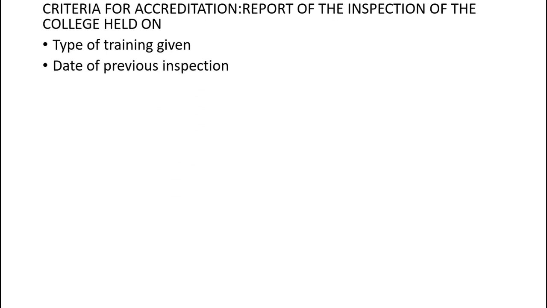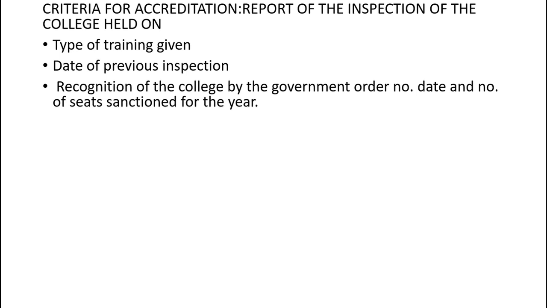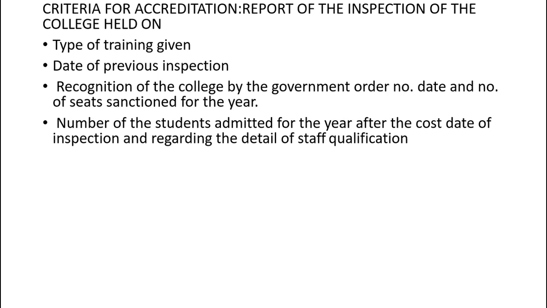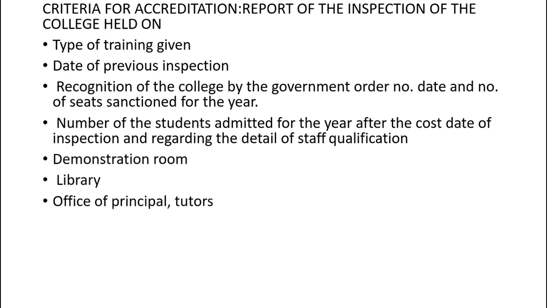Then types of training given, date of previous inspection, recognition of the college by the government, order number, date and number of seats sanctioned per year, number of students admitted for the year, date of inspection, and details regarding staff qualification, demonstration room, library, office for the principal and tutors, laboratory, number of classrooms.